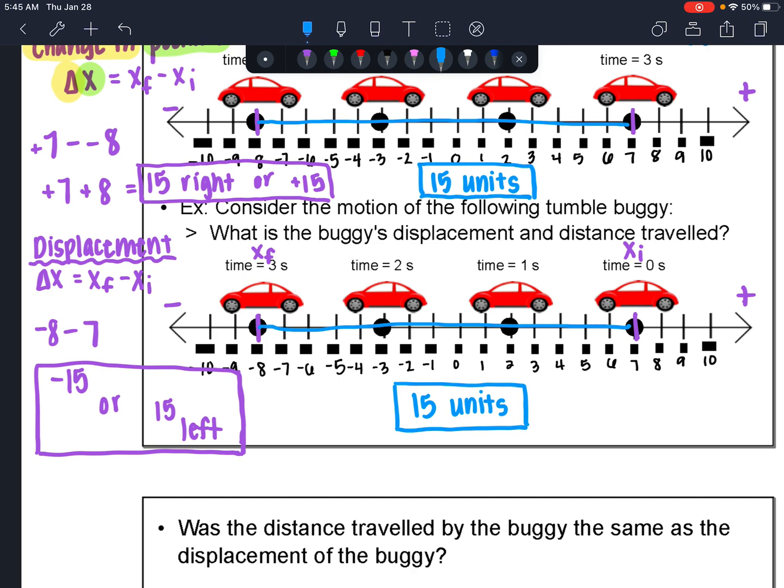If you put -15 units, that would be wrong, because you can't travel a negative distance. It'd be like saying, hey, I went -5 miles to school today. Your parents would probably be really confused. How'd you go -5 miles? There's no such thing as a negative distance. Why? Because it's non-directional.